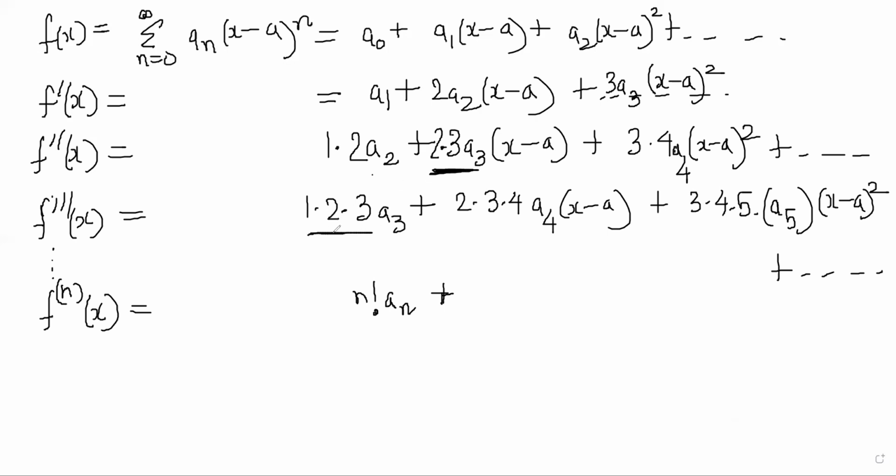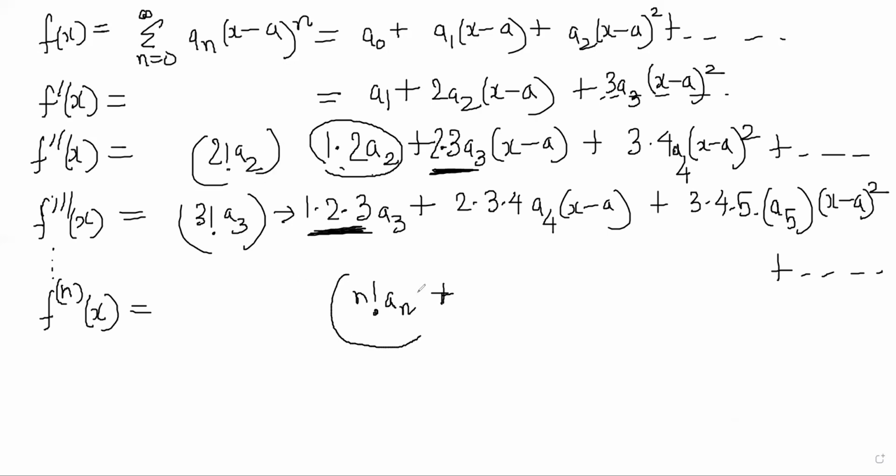So after differentiation, this term becomes 0. So it becomes 1 into 2 into a3, which is basically 3 factorial into a3, right? This term. And this first term was 2 factorial into a2. So therefore, you can see that the pattern is n factorial into an when you do nth derivative plus some terms containing x minus a, right? So this differentiation series we have calculated.